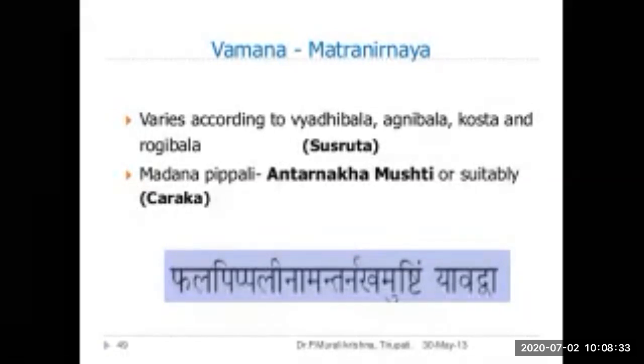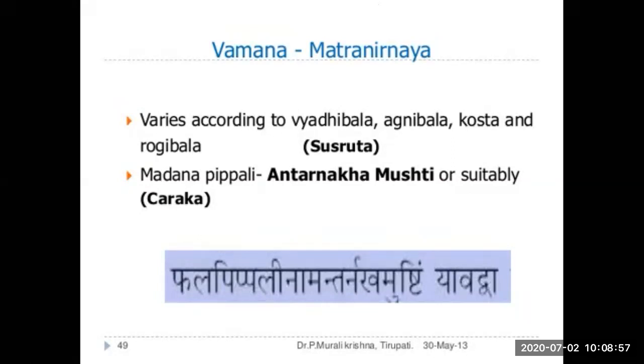But Acharya Charaka has mentioned the Antarnakha Mushti Pramana of that particular person. If it is a child, the dosage will be different. If the person is an adult, the dosage will be different. And if it is a Vruddha, the quantity will be different. That is the Antarnakha Mushti Pramana of that particular person. This is for Vamana Karmartha, that is for Shodhanartha.